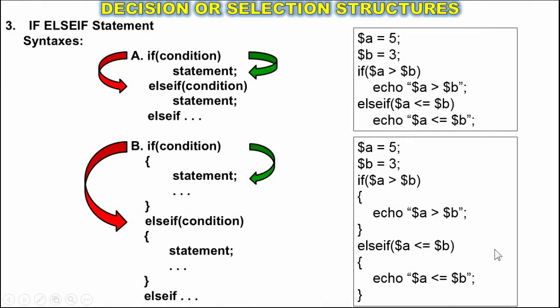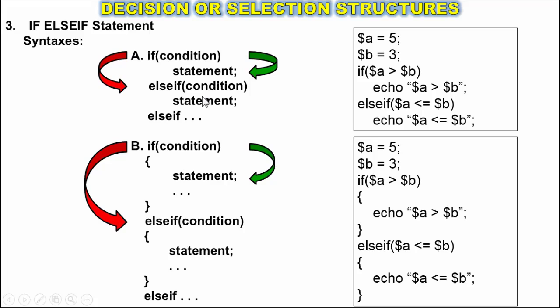Number 3, if-else if statement. The if-else if statement is a chain of if-else statements that provides plenty of options or decisions to choose only one. The first syntax has only one statement per if-else if, while the second syntax has a block statement per if-else if statement. The logic is when a condition is true, then the server CPU executes the statement.